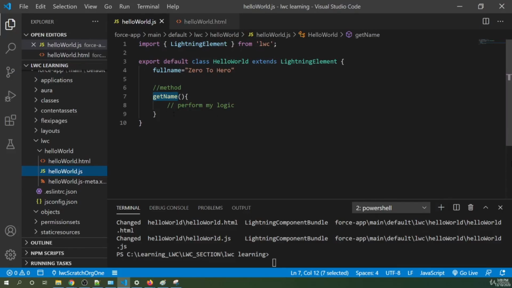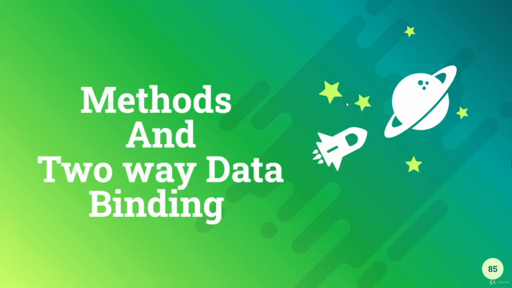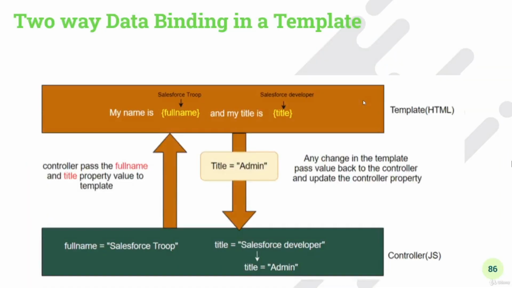So we know methods now, and to achieve the two-way data binding we need methods. To work on the two-way data binding, first we need to understand what two-way data binding is. So let's go to a slide and try to understand it.